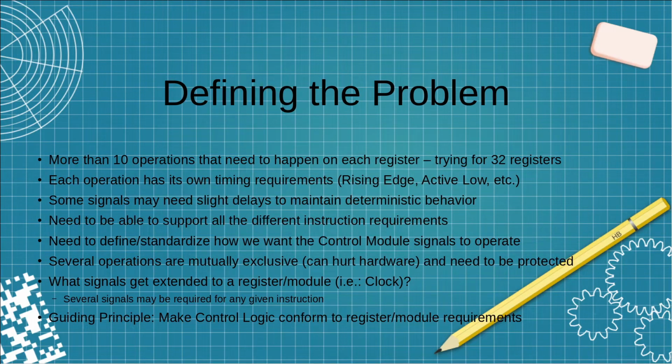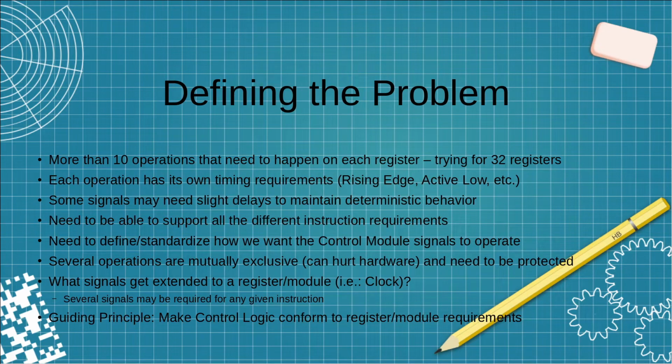I'm not talking about standardizing to make everything operate the same, but our approach to how we want to design those signals so that the control module can handle that. Several operations are actually mutually exclusive and can hurt the hardware if they happen at the same time, and so we need to protect those. We need to take a moment to make sure that we don't allow hardware to do something that's going to hurt itself. We need to look at what signals get extended to the register, or more generally each module. Specifically the clock. Does the clock actually need to be extended all the way to every module?